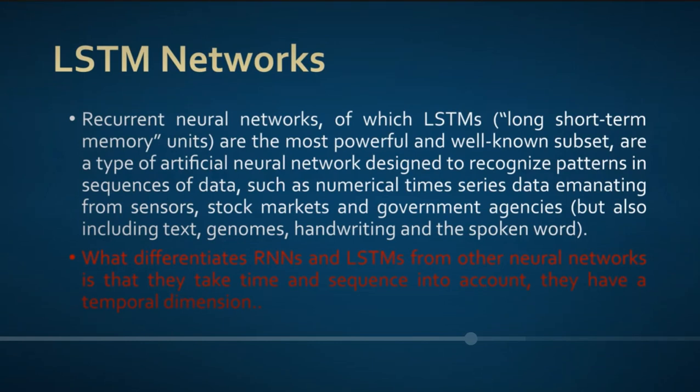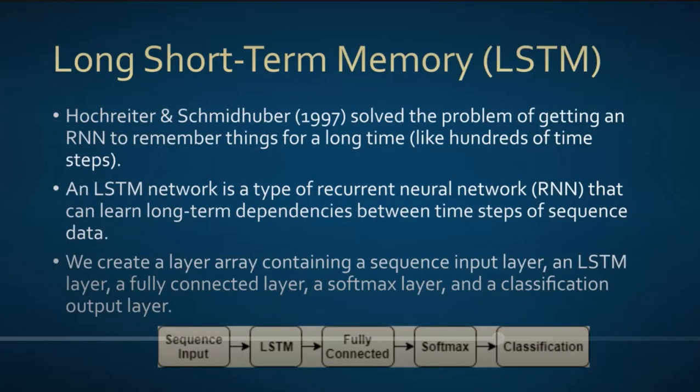What makes them different from the typical RNN and from other network architectures is that they take time and sequence into account. They have a temporal dimension. And in 1997, two scientists solved the problem of getting the RNN to remember things for a long time, hundreds of steps. This way, it can learn long-term dependencies between time steps of sequence data. In our case, the admittance data between normals and functional dysphagia patients.